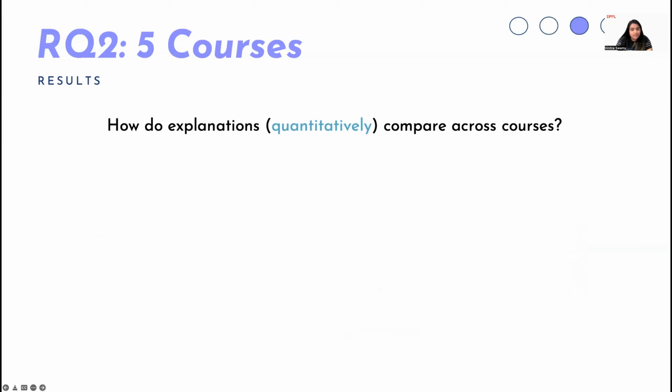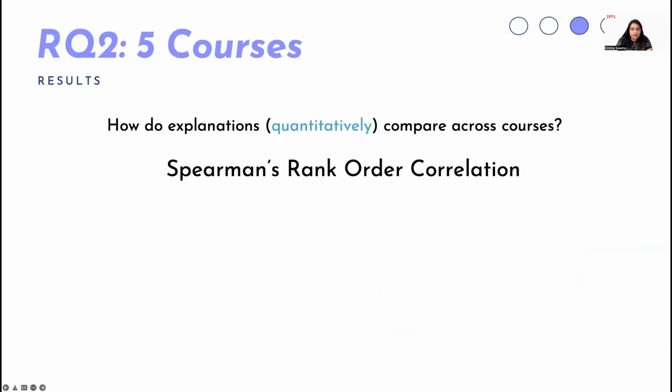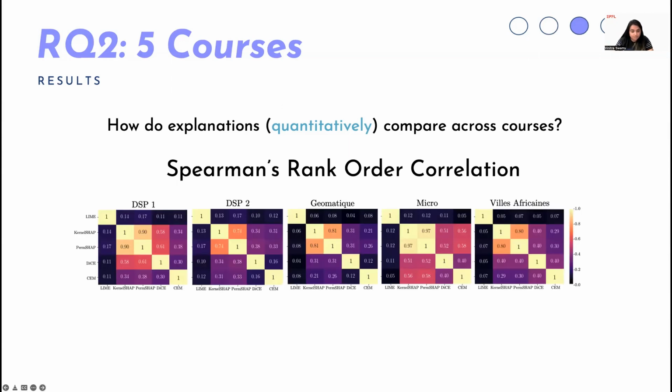Continuing forward, how do explanations again quantitatively compare across courses? We also use Spearman's rank order correlation. So instead of looking at the distributions of feature importances, we say for each method, rank the features in their importance and compare these rankings with each other instead of the raw scores. What we see is, of course, on the diagonal, they're all ones because they are exact matches to themselves. But we see LIME is quite drastically different from the other explainability methods.